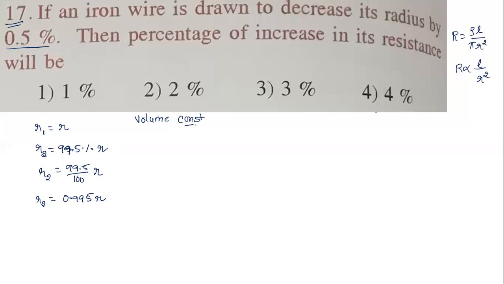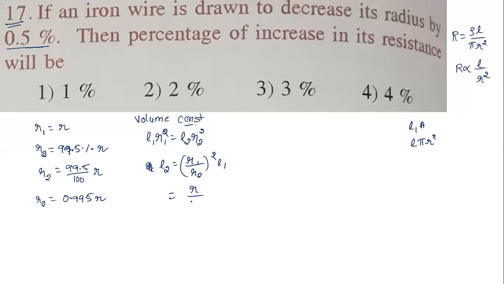Already I told you I'm going to take the area. Directly I'm taking length L1 r1 square equals L2 r2 square. Why? Because the initial volume is length into area, and area means pi r square, where pi is going to cancel on both sides. Now we need to find L2. L2 becomes r1 by r2 square times L1. R1 is how much, sir? That is r.